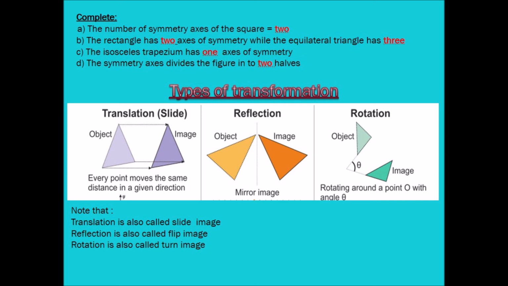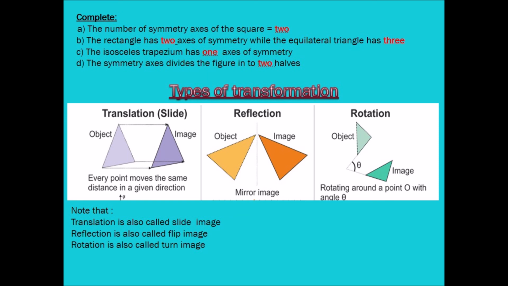What does it mean? This means that I have a shape and every point in this shape is moving, and I move it a distance in the same given direction. I have the object here and the image in front of it, and the shape is moving in the same direction and by the same distance. Okay, I can call it translation or slide.